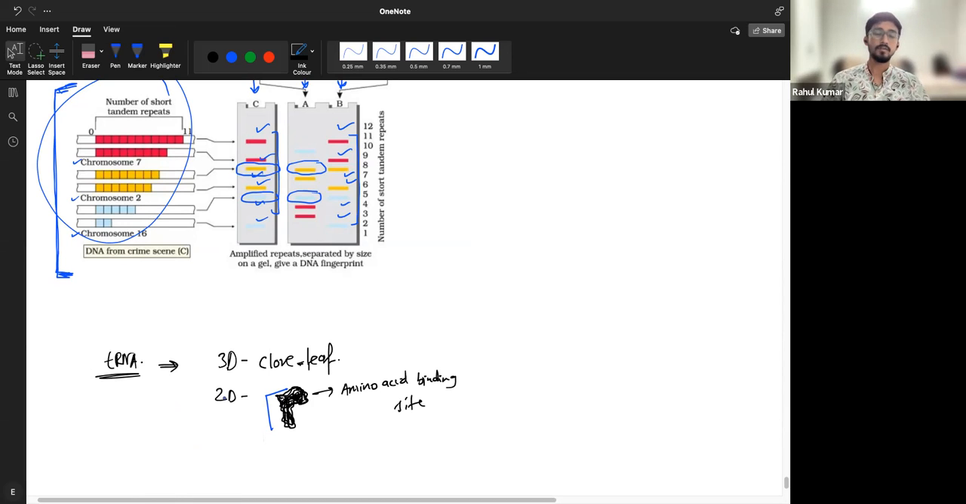So the technicality of both Human Genome Project and DNA fingerprinting can be asked in entrances in greater detail. So that's why I spent some time and explained the mechanism to you. For boards, you just need to know the steps, the underlying principle, and the logic. What are we doing? Okay, methodology basically.